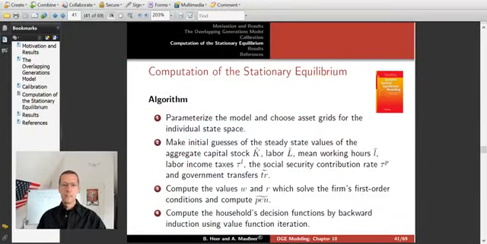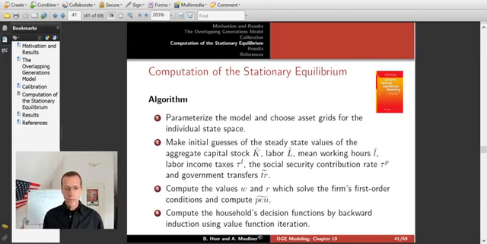And let me just read to you the algorithm here. So first we parameterize the model and choose asset grids for the individual state space. Step 1. The parameterization of the model is mostly done. We know this from the calibration section. Then we make initial guesses of the capital stock, the labor supply, mean working hours, labor income taxes, social security contribution rate, and government transfers.